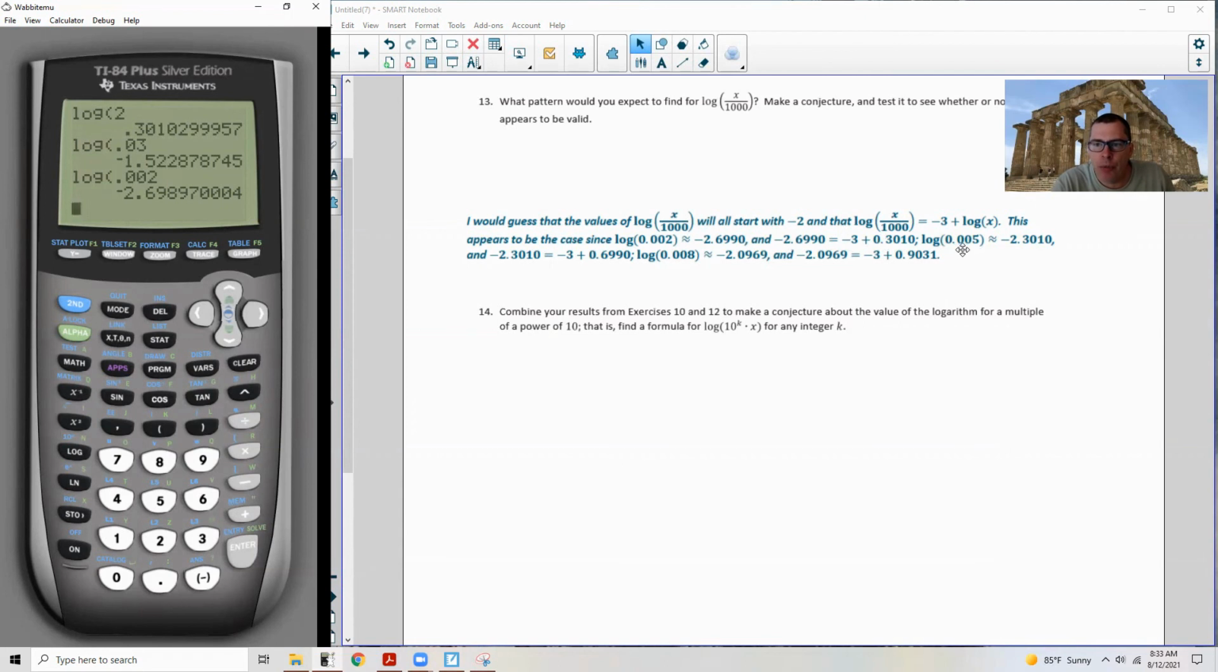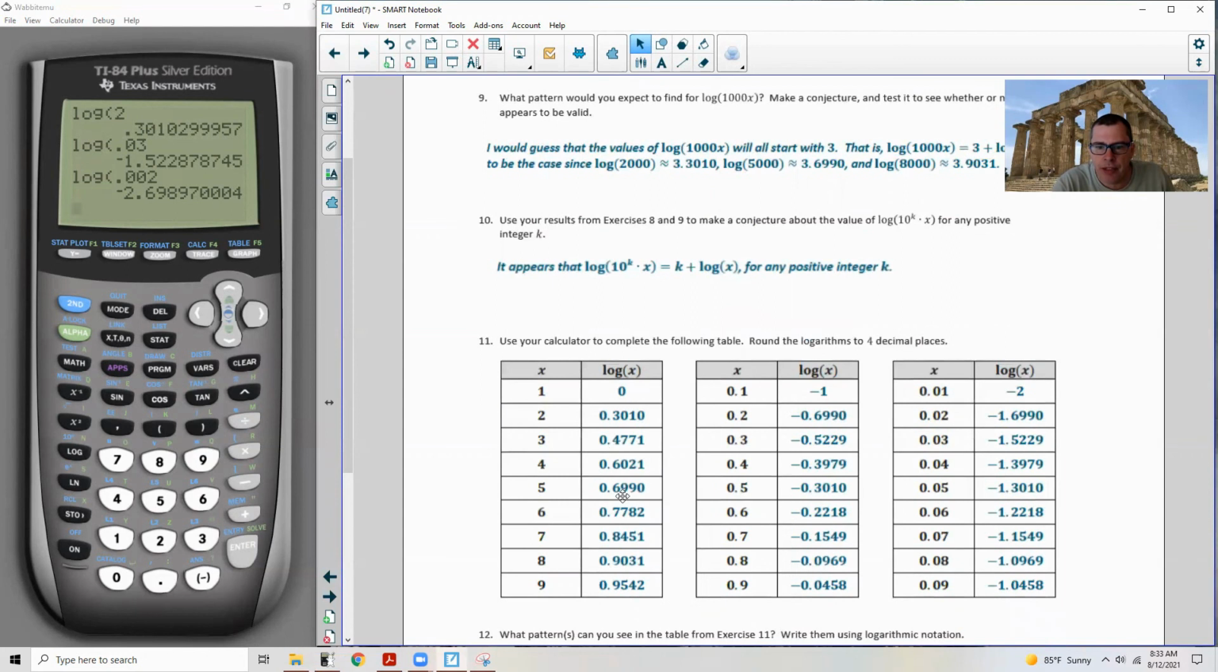So the log of 0.005 is approximately -2.3010, and -2.3010 is equal to -3 plus 0.6990. And the log of 0.008 is approximately -2.0969. And that number is equal to -3 plus what we got in our first column of our table. So that's what they're looking at, is these values here, plus a -1, plus a -2, plus a -3, and so on.